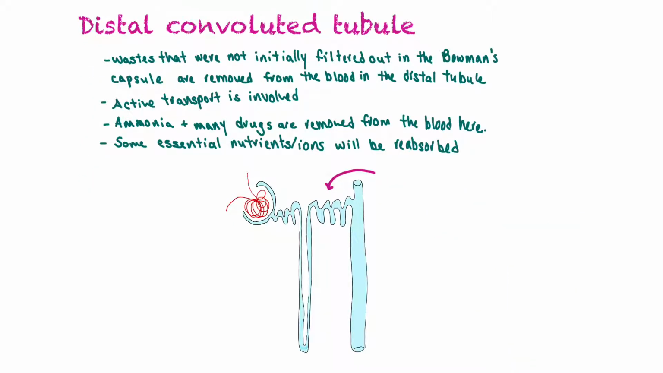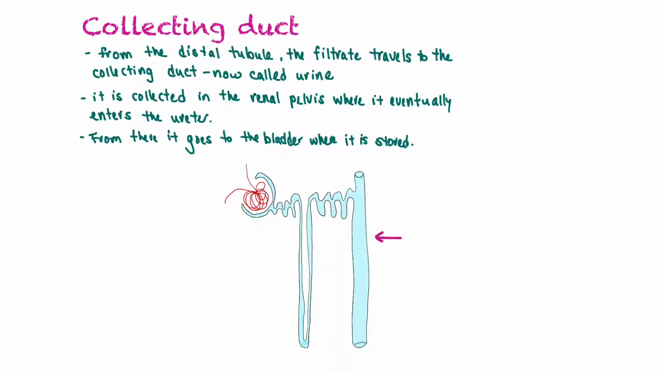Our last stage is the distal convoluted tubule. So any waste that didn't initially get filtered out in the Bowman's capsule that needs to be removed will be removed from the blood in the distal tubule, but it'll be through active transport. So we actually have to spend energy to get rid of those products. So ammonia and many drugs will be removed from the blood here, and then some essential nutrients and ions will also be reabsorbed. The collecting duct is the last stop.